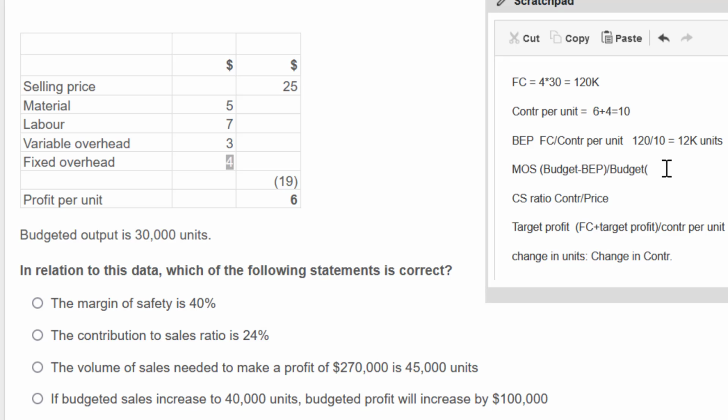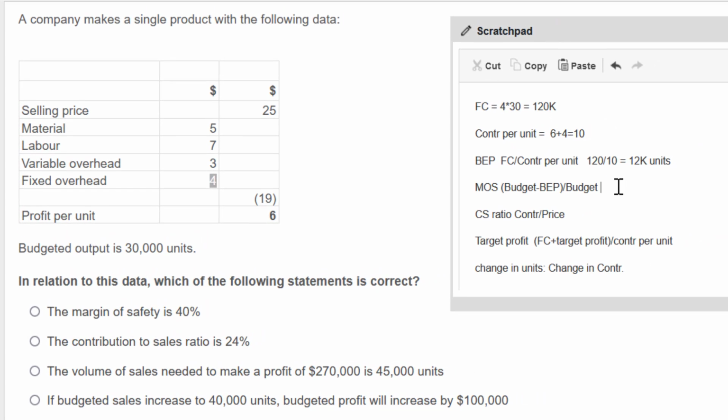So let's now crank out these figures and see which one is correct. So the budgeted output is 30,000. And the break-even point is 12. So the difference there, 18. We can drop 18,000 units before we hit break-even point. And the budget is 30, so we can do this at home.